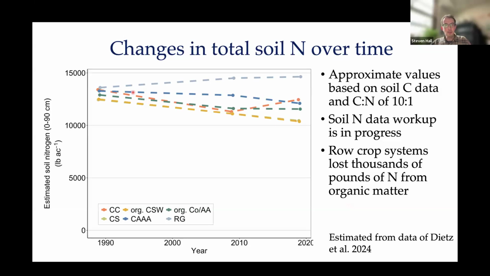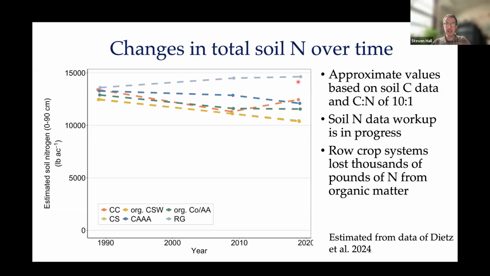And what you'll notice is most of these cropping systems are trending downwards in terms of their nitrogen, on average losing from 1 to several thousand pounds of nitrogen across the whole soil profile over the 30 years between these measurements. You'll notice on average, these rotationally grazed pastures have tended to accumulate a small amount of N. Again, I'm not talking about statistical significance, but these are the overall trends that have been observed in these systems.